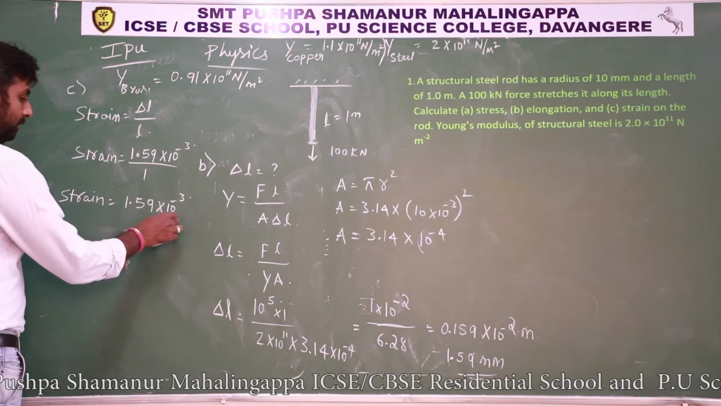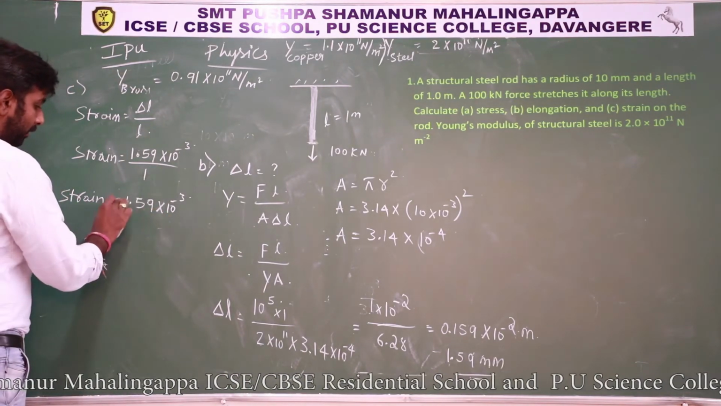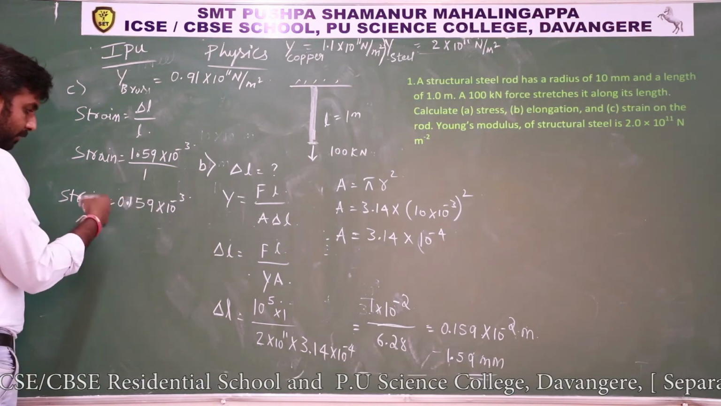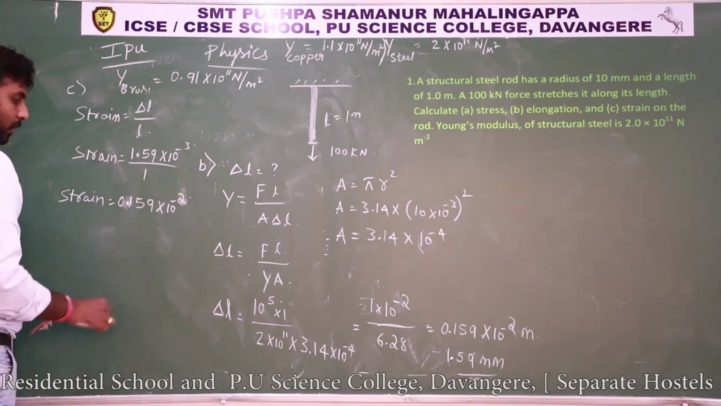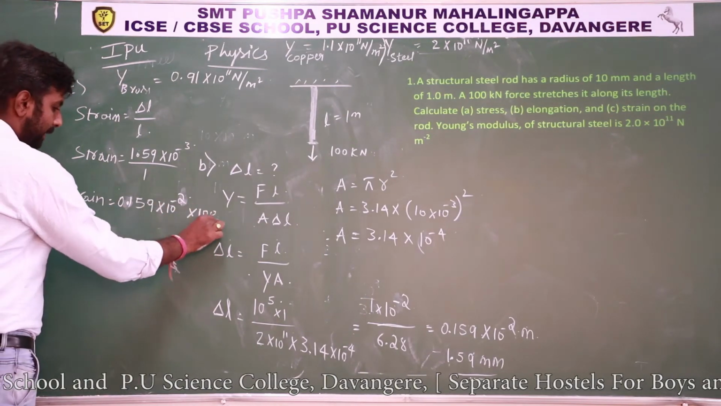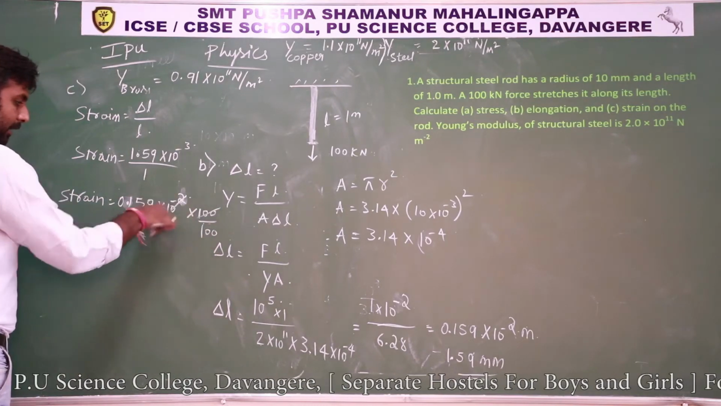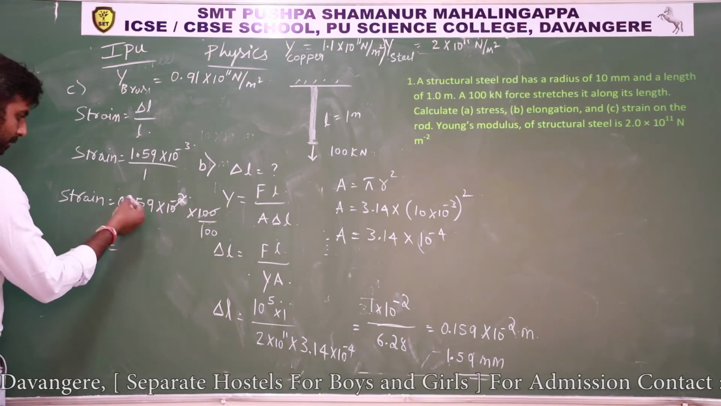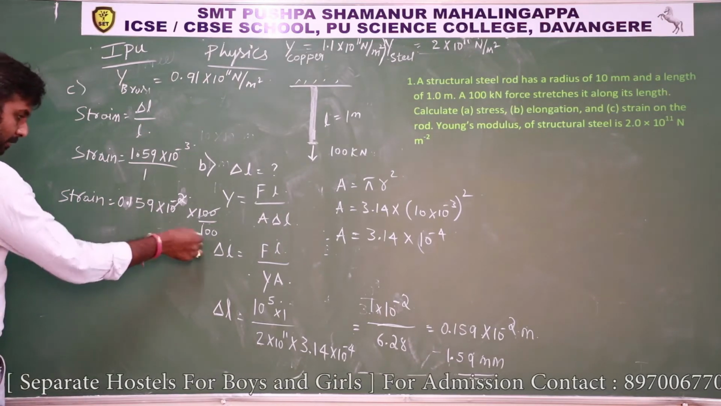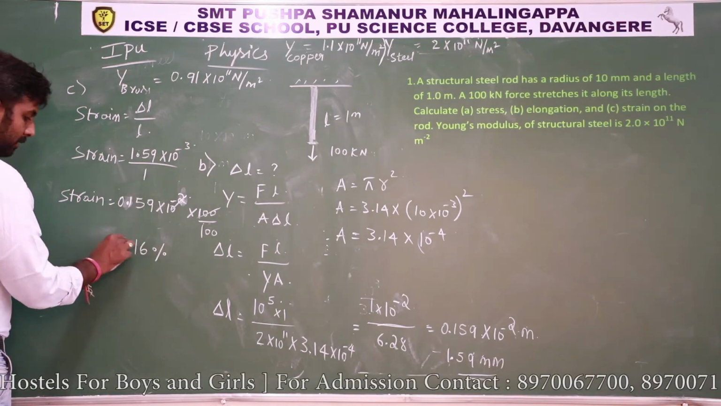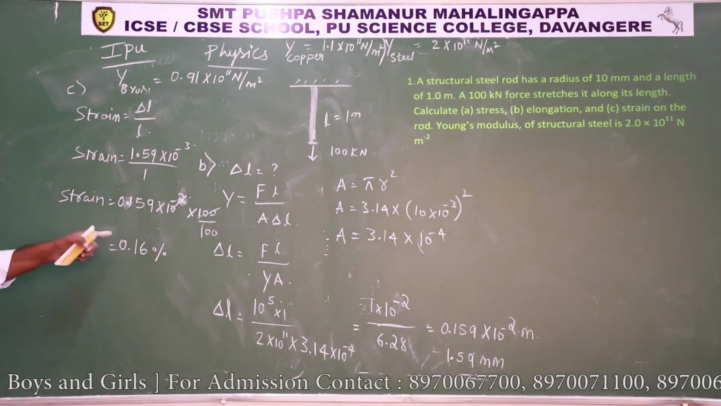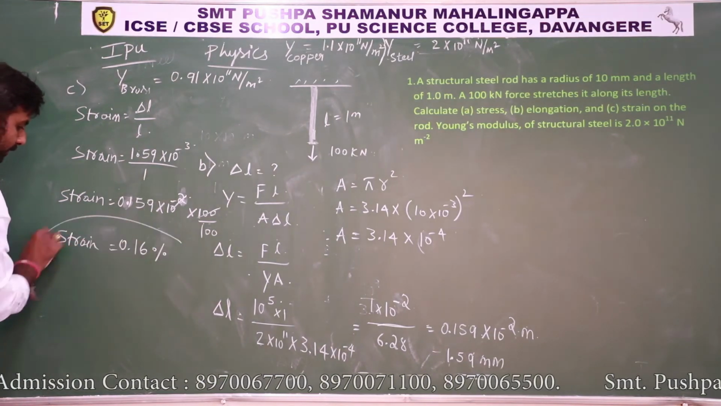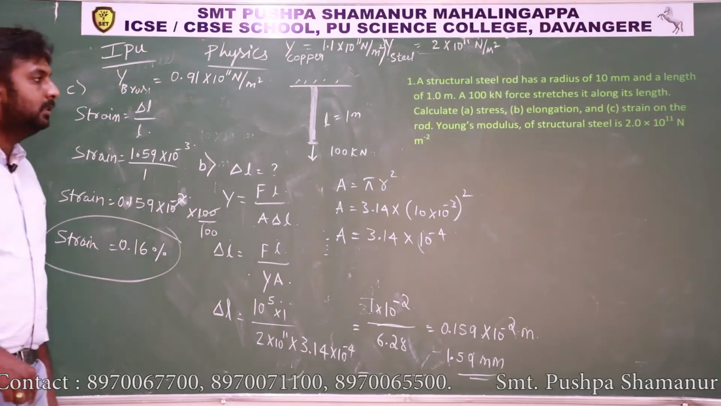In percentage wise, you can write it as 1.59 into 10 to the power minus 3, or 0.159 into 10 to the power minus 2 also. Percentage wise means multiply and divide by 100. This 100 and this 10 to the power minus 2 will get cancelled. Then the answer we will get is 1.59, and divided by 100 we can write it as percentage, that is 0.16 percent. So this is the value of strain in percentage.